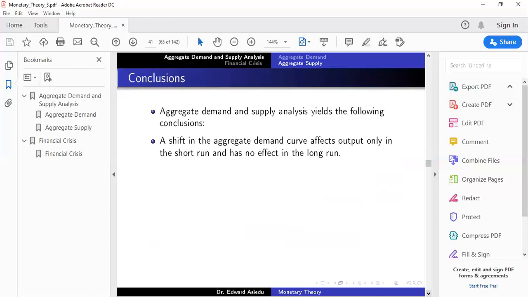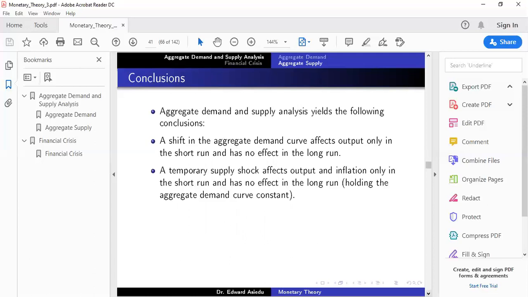So in conclusion, aggregate demand and supply analysis yields the following conclusions. A shift in the aggregate demand curve affects output only in the short run and has no effect in the long run. The aggregate demand curve shifts do not have any long-run effect. A temporary supply shock affects output and inflation also only in the short run and has no effect in the long run.